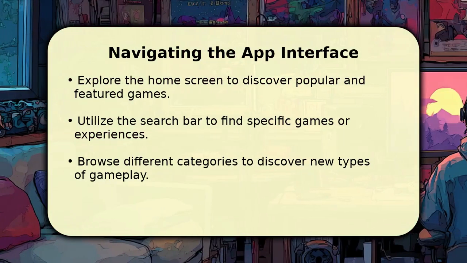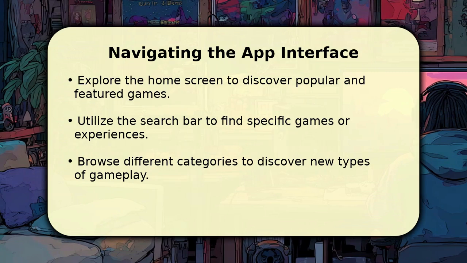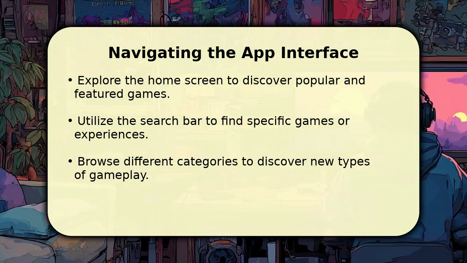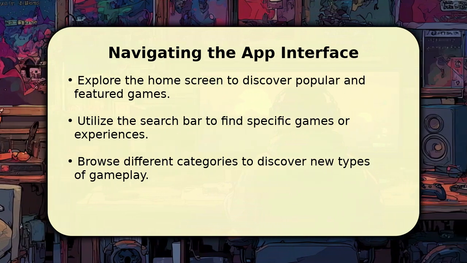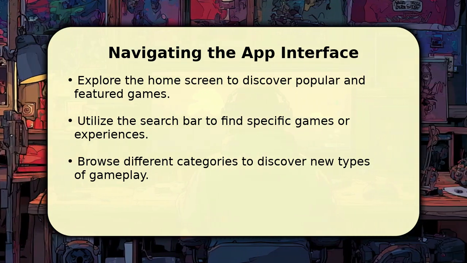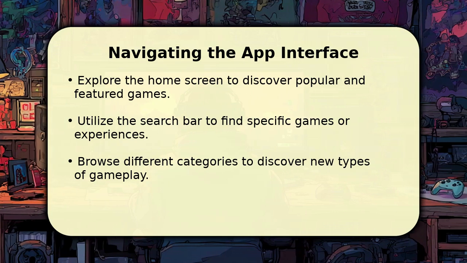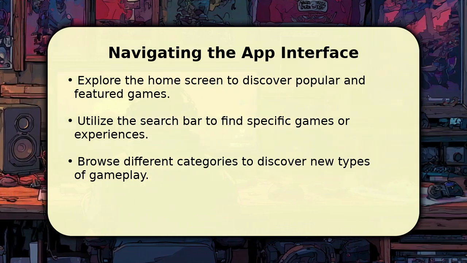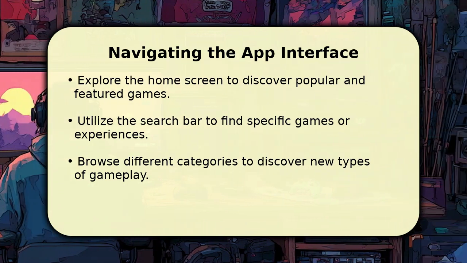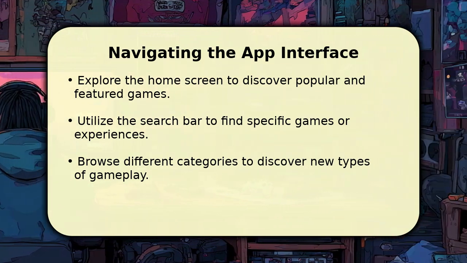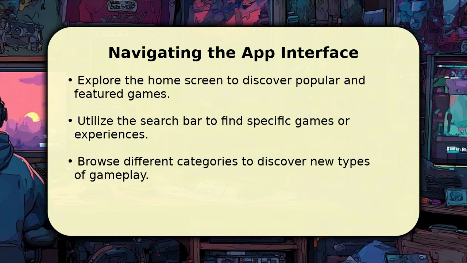After logging in, you will see the home screen, which displays various games and experiences. You can scroll through popular titles, use the search bar to find specific games, or explore different genres. The navigation bar, usually at the bottom, provides access to your profile, chat, and friend requests. Becoming familiar with these menus will help you quickly find what you are looking for and connect with others.